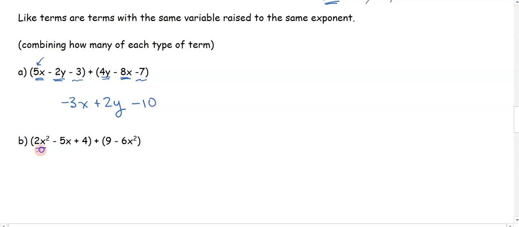Again, for like terms, you have to have not only the same variable, but also the same power. So 2x squared minus 6x squared is negative 4x squared. I again collect like terms in descending powers. The negative 5x doesn't go with anything, so it's still there. And then 4 and 9 is 13. So when you're adding polynomials, you're simply collecting like terms and ignoring the brackets.